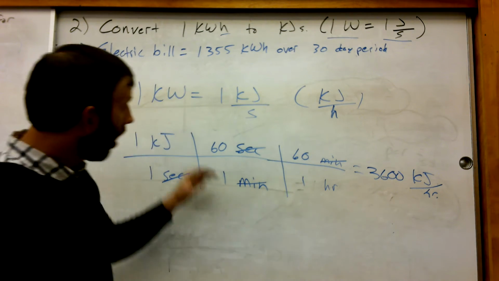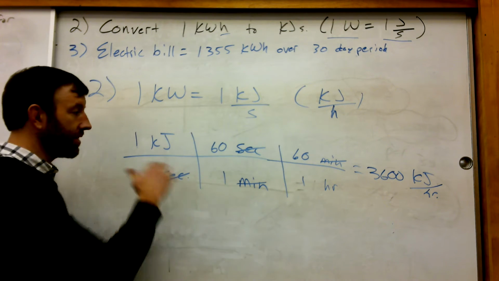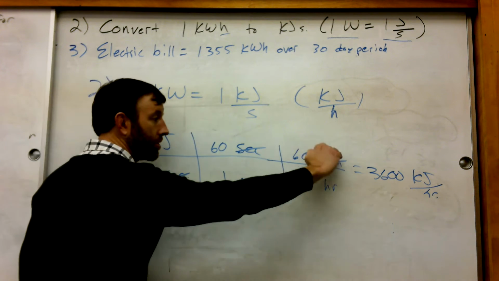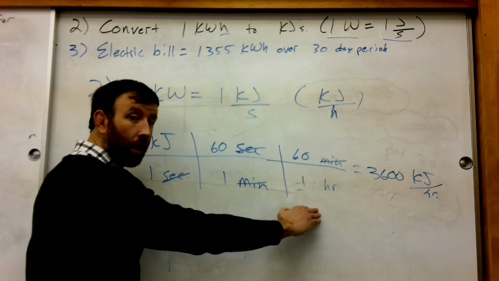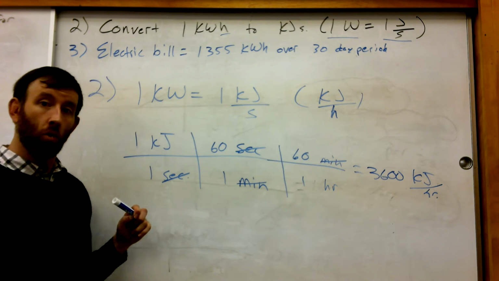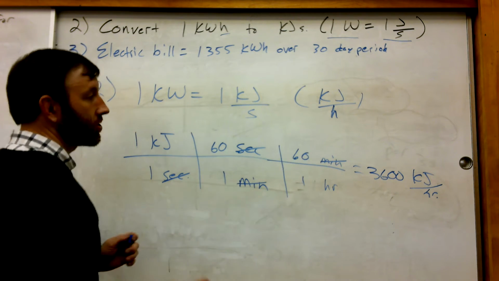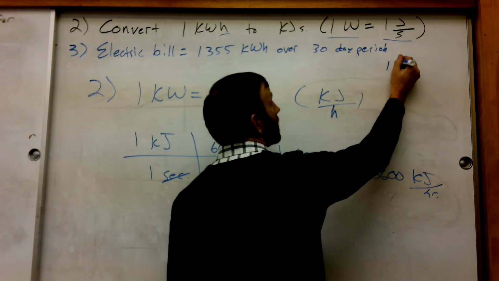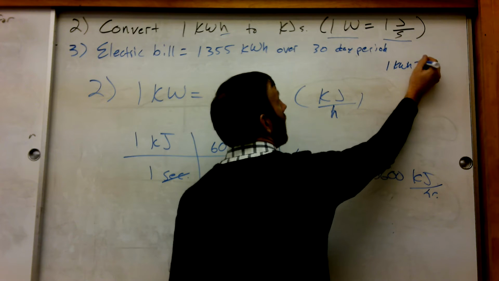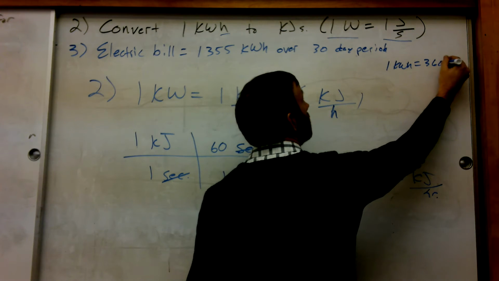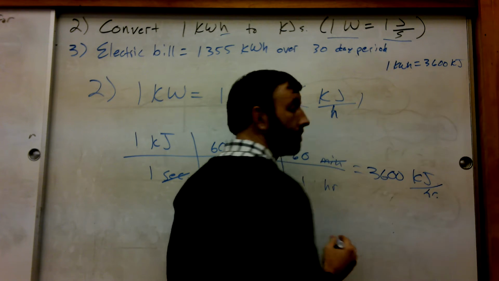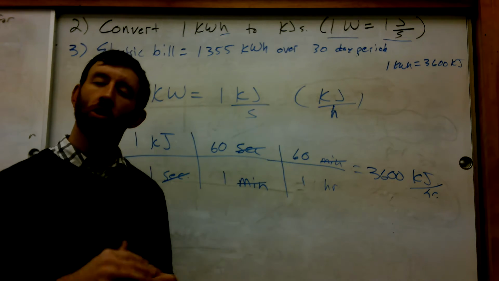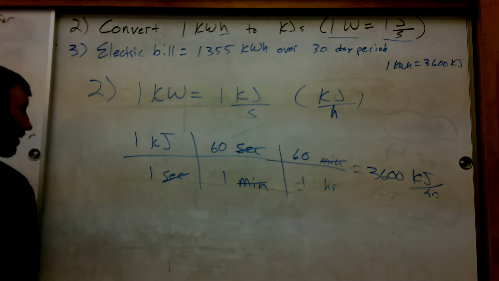So all I'm doing with this table is essentially I multiply across the top and I divide by what's on the bottom, and that's how I set it up. Now this 3,600 kilojoules, I'm going to write this conversion up here because it's going to come in handy. 1 kilowatt hour equals 3,600 kilojoules. That's our direct conversion there.